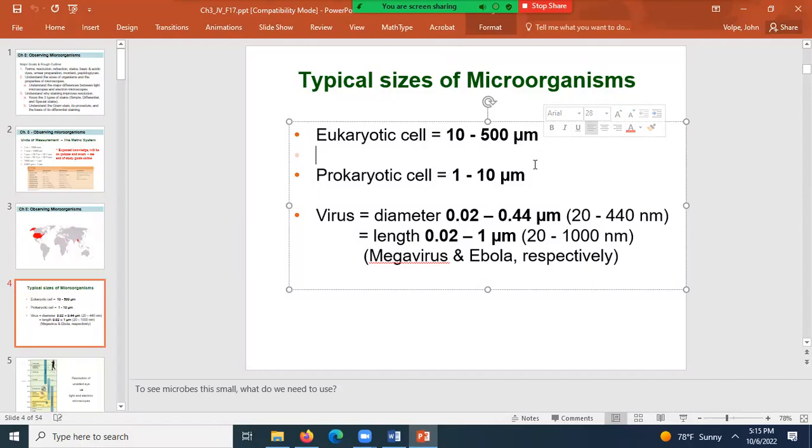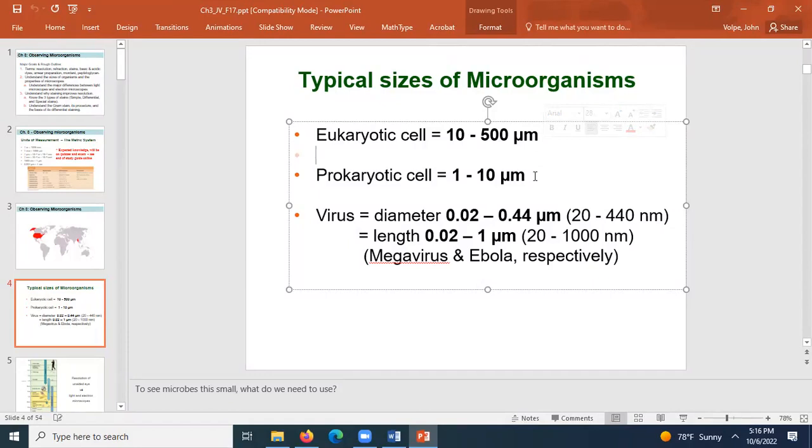Has anyone ever seen a cell larger than the yolk of a chicken egg? That would be the yolk of a turkey egg or the yolk of an ostrich egg. Ostrich eggs are very rare, so most of you wouldn't see that. I have had one student who did see the yolk of a turkey egg, and that would be even larger.